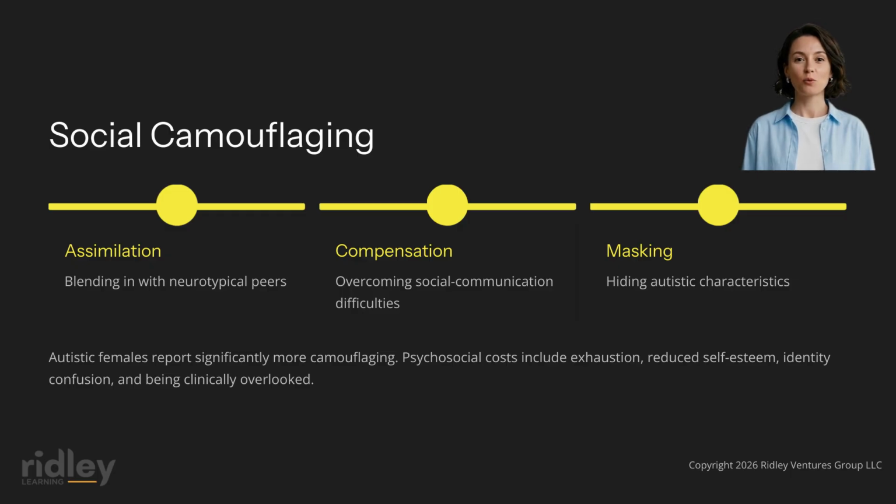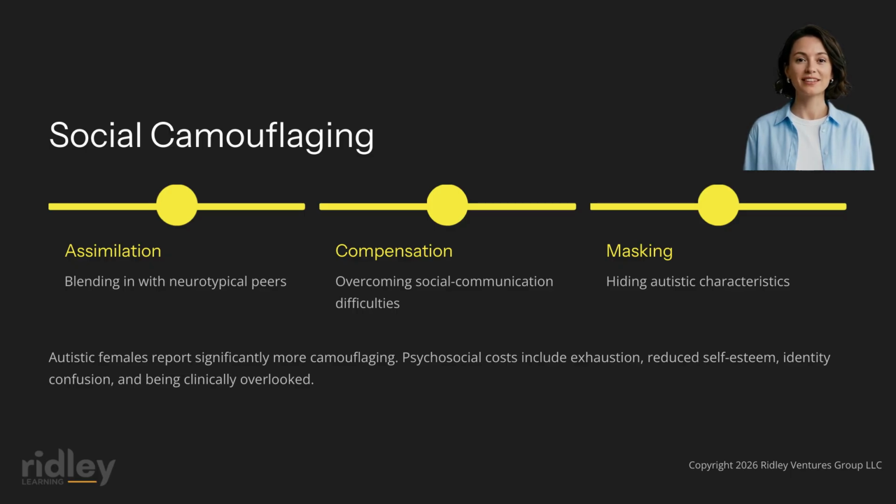Now let's turn to two important and interrelated phenomena: camouflaging and autistic burnout. Camouflaging refers to behaviors and strategies that autistic people use to mask autistic features in social contexts in order to appear non-autistic, creating a mismatch between what others see and what the person is actually experiencing.